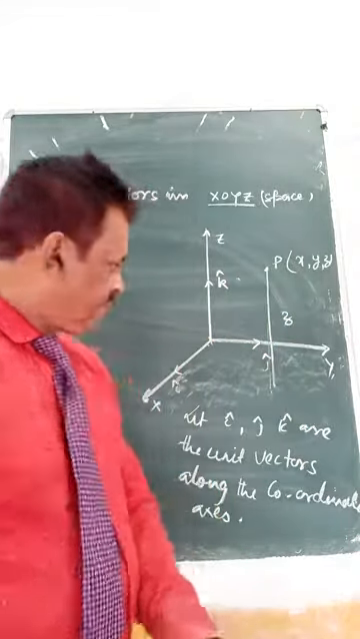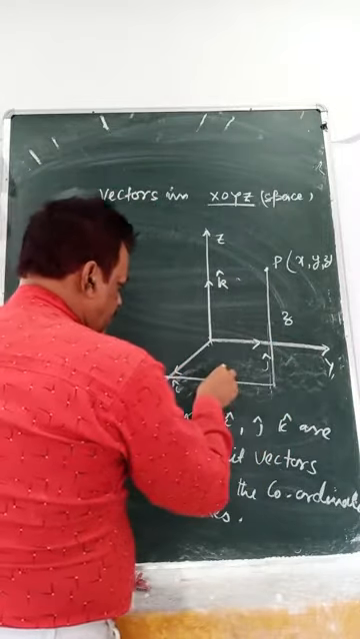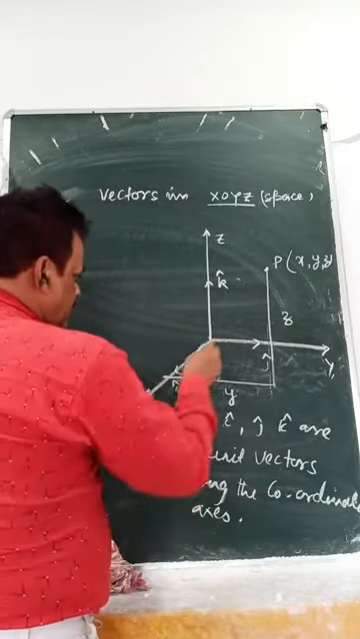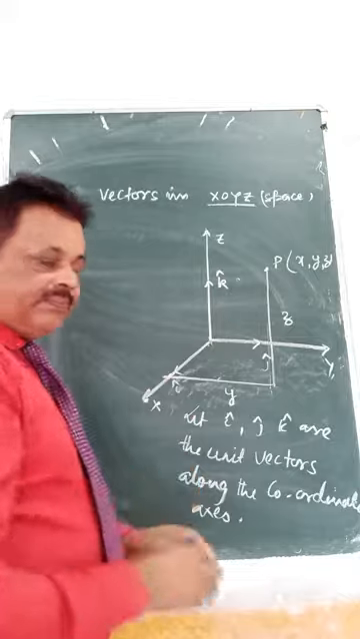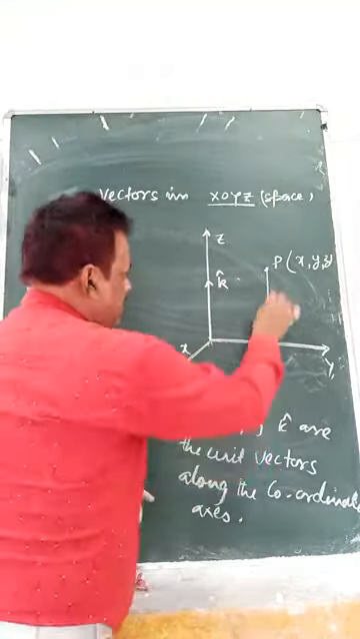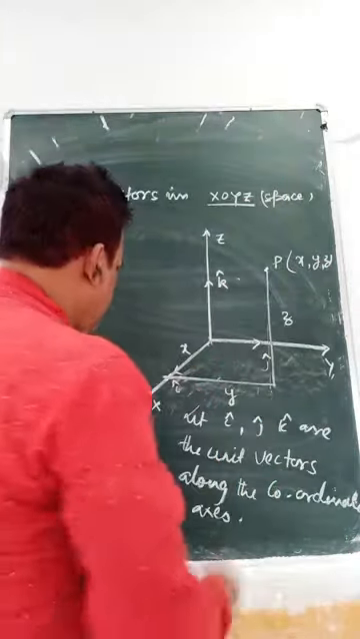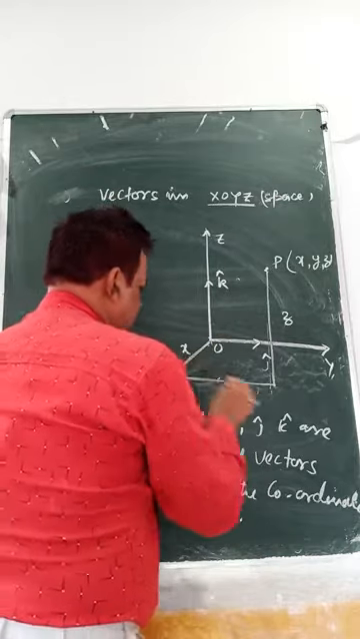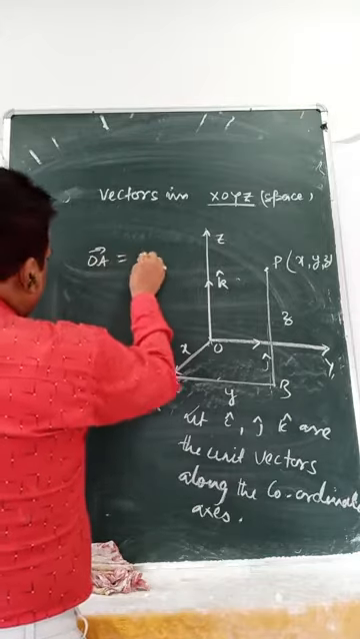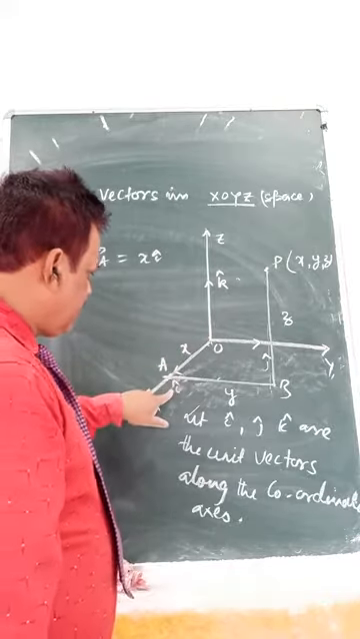Again from here, what will I do? I will go parallel to the y-axis. Parallel to the y-axis means this is your y value. Then from here you reach the origin, that is your x unit. So you get the point x, y, z. Got my point now? This is A, this is B here. That means OA equals x i, magnitude and the unit vector i.